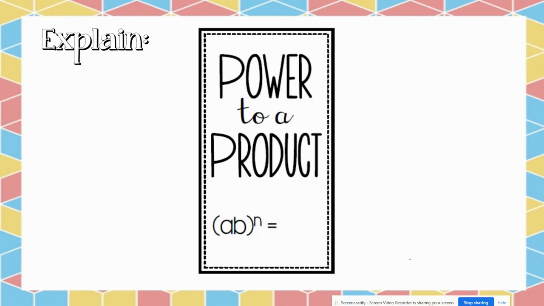Now we can take the power to a power rule and we can apply it to products and quotients. If we have a product, which means we have a number being multiplied by another number, so in this case a and b are being multiplied by each other, and we raise that to the nth power, then we would have to raise each of those to the nth power. It's as if we are distributing our power into our parentheses, and every term in here would need to be multiplied by that power.